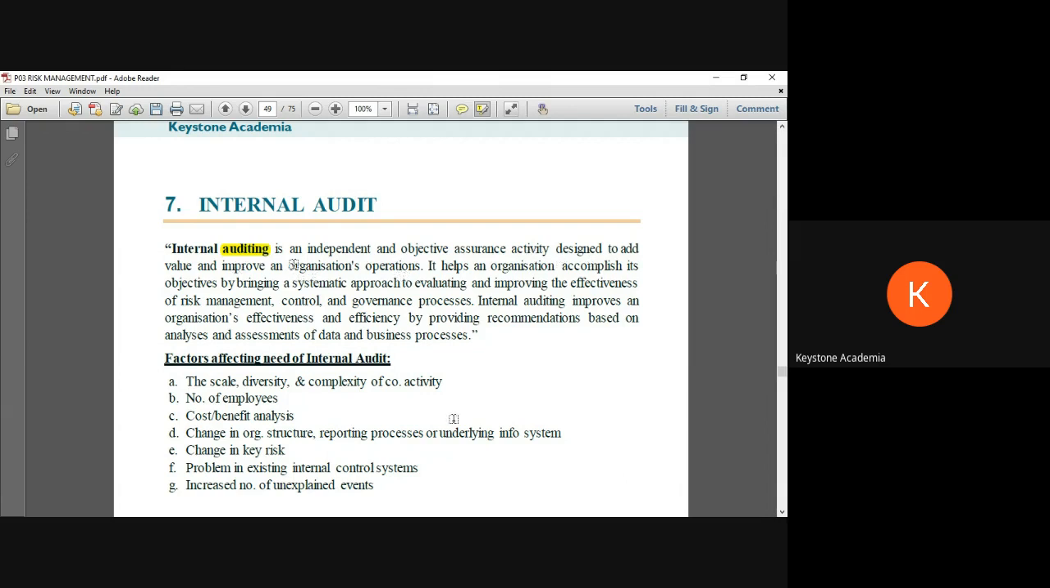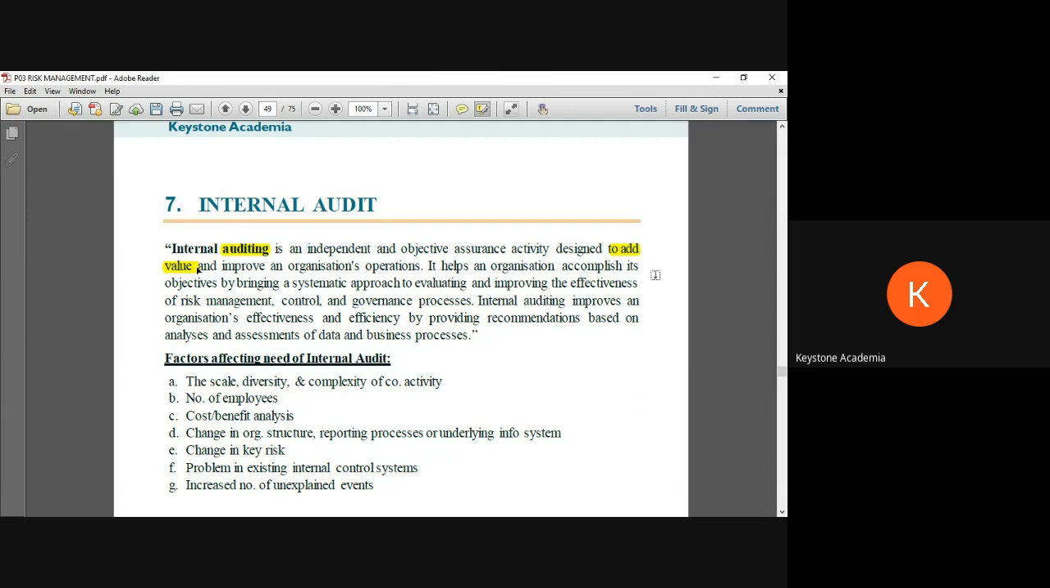Some people will get confused about how it is adding value. Definitely, if you have better internal controls, better risk management, it will add value. It will add value financially also. For example, if there is proper control, there will be less wastage. Less wastage means more value to the product. Ultimately, we can save money or we can improve our bottom line.